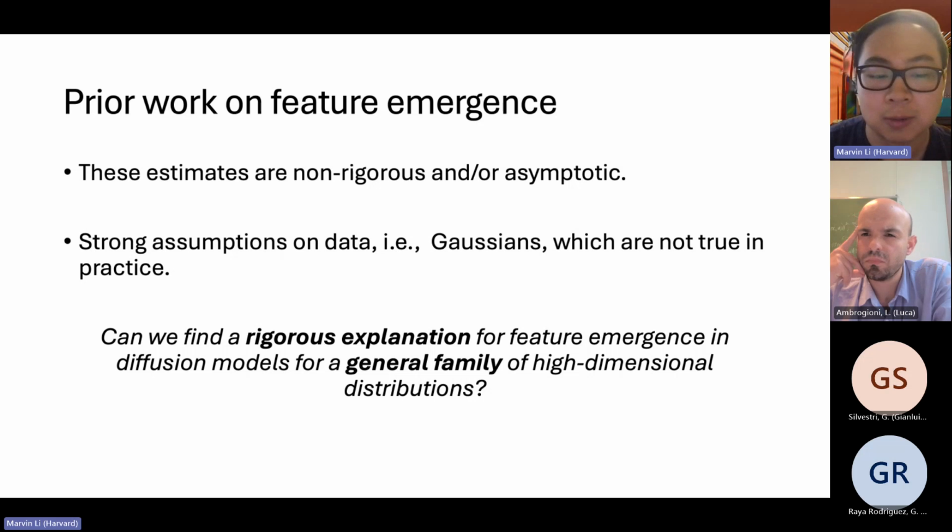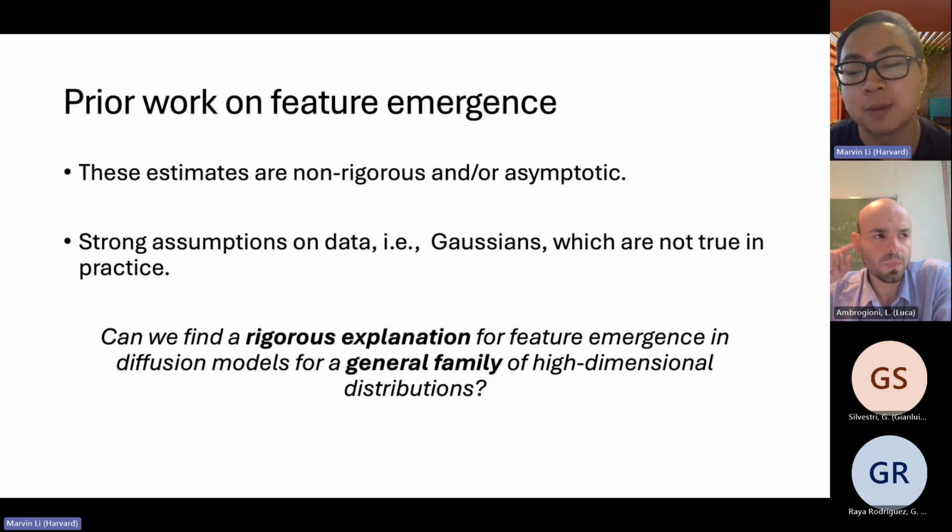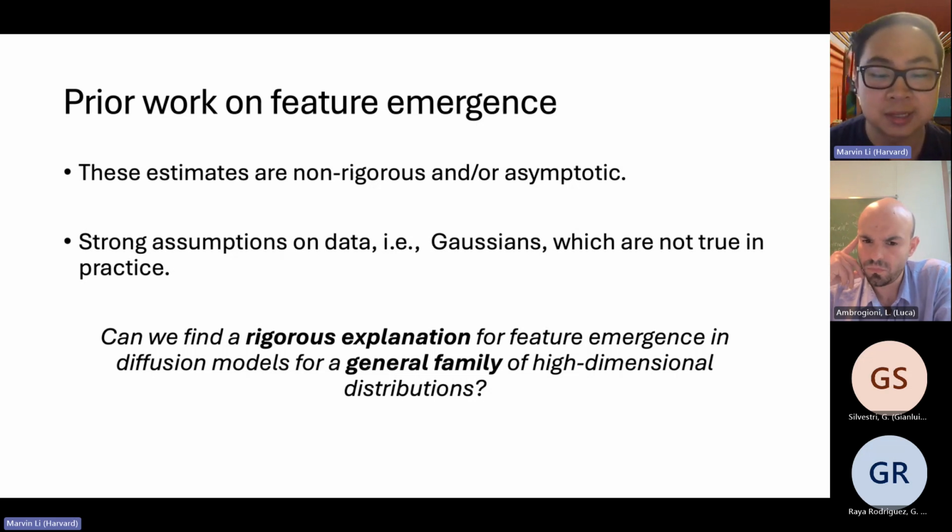So in this work, can we find a rigorous explanation, a proof, for feature emergence of diffusion models, for why they occur for a general family of high dimensional distributions? That's the main contribution of this work.